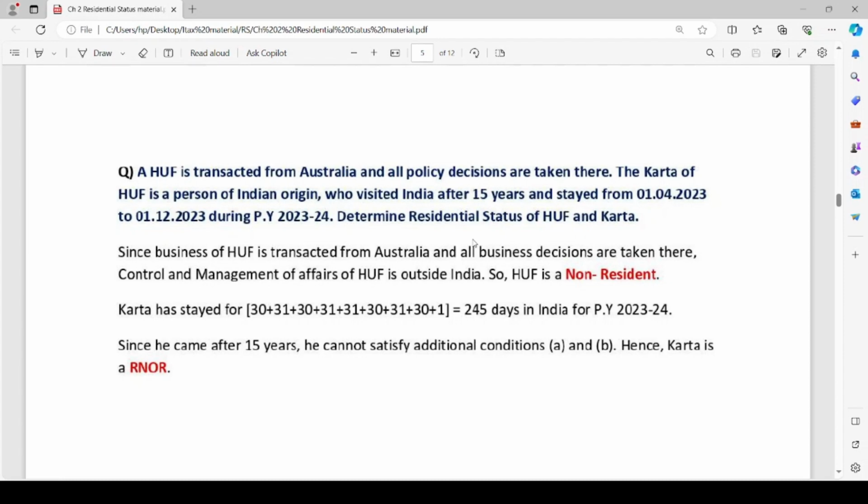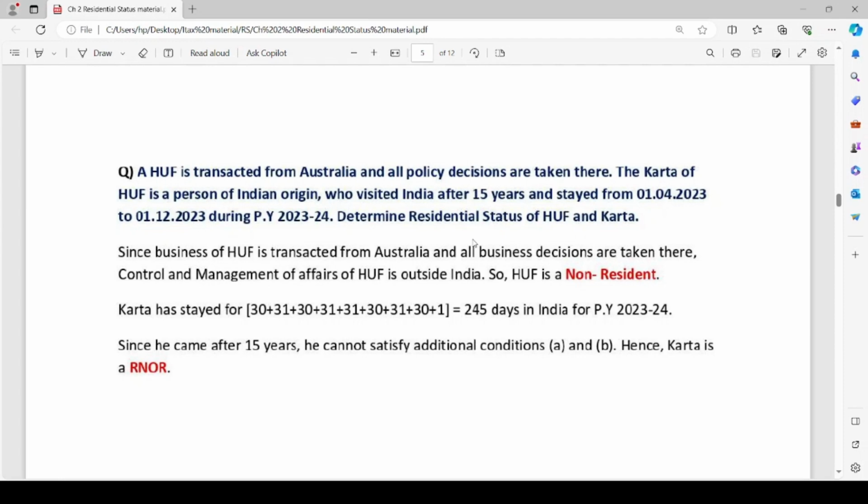Further going into the question, the Karta of HUF is a person of Indian origin who visited India after 15 years and stayed from 1st April 2023 to 1st December 2023 during the previous year 2023-24. Determine residential status of HUF and Karta. We have already determined the residential status of HUF as non-resident because the business of HUF is transacted from Australia and all the business decisions are taken there, so the control and management of affairs of HUF is also done outside India. So HUF is a non-resident.